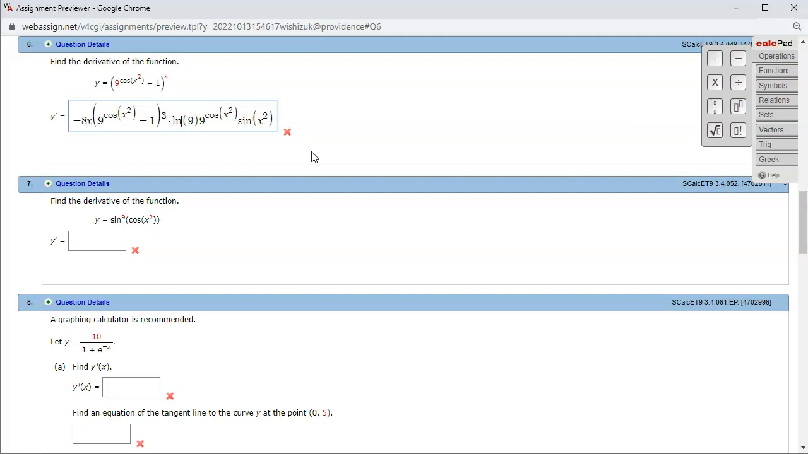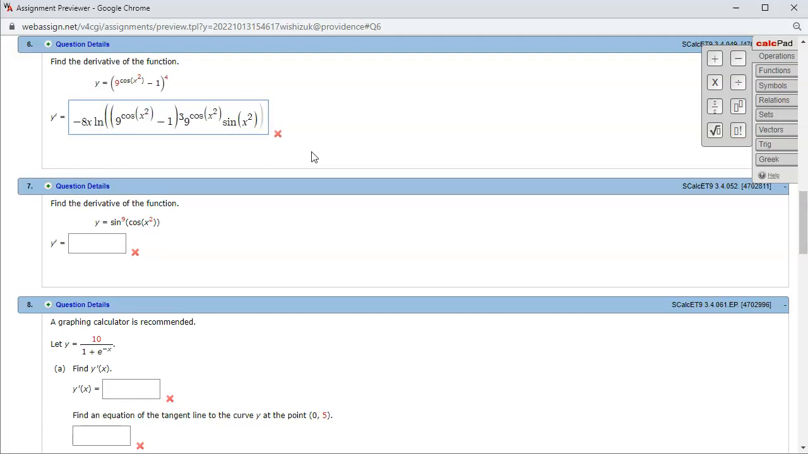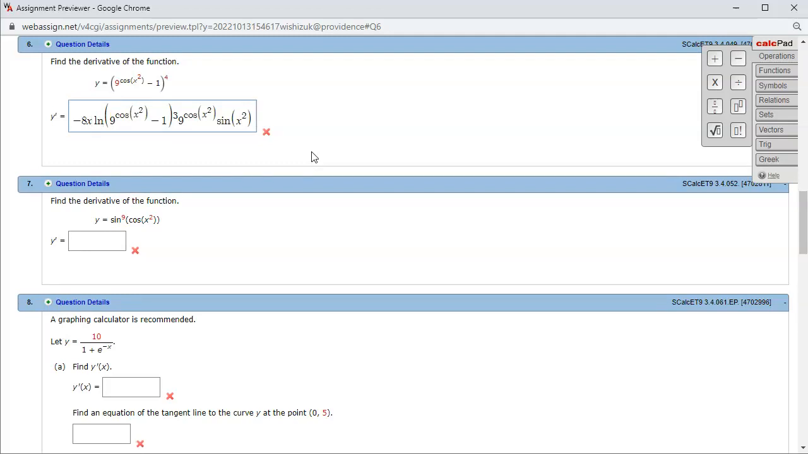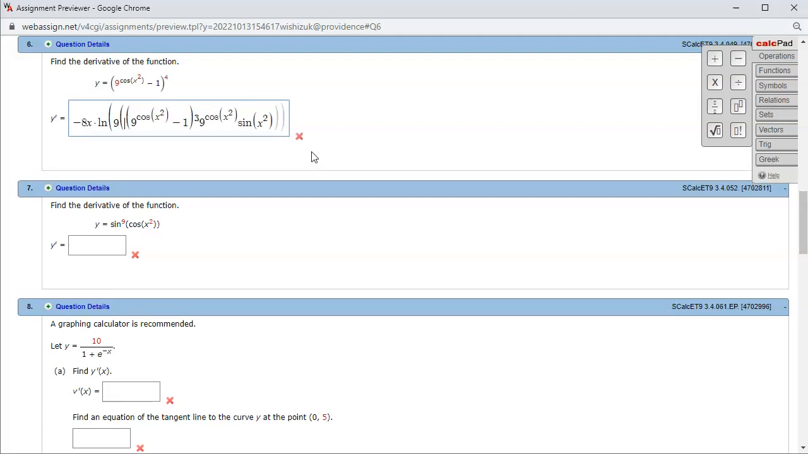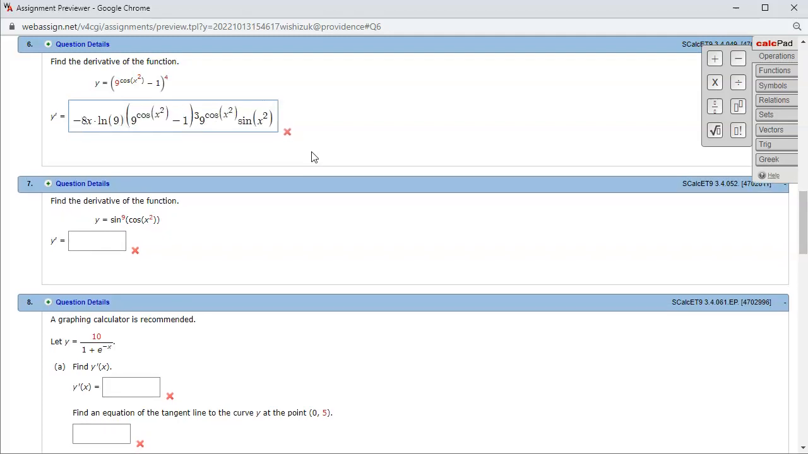And then I'm also going to put the natural log of 9 right in front. I'm just moving things around to make it look a little bit better. So times the natural log of 9. All right, there's not much else you can do. I can put these guys in front, but I think this is fine.